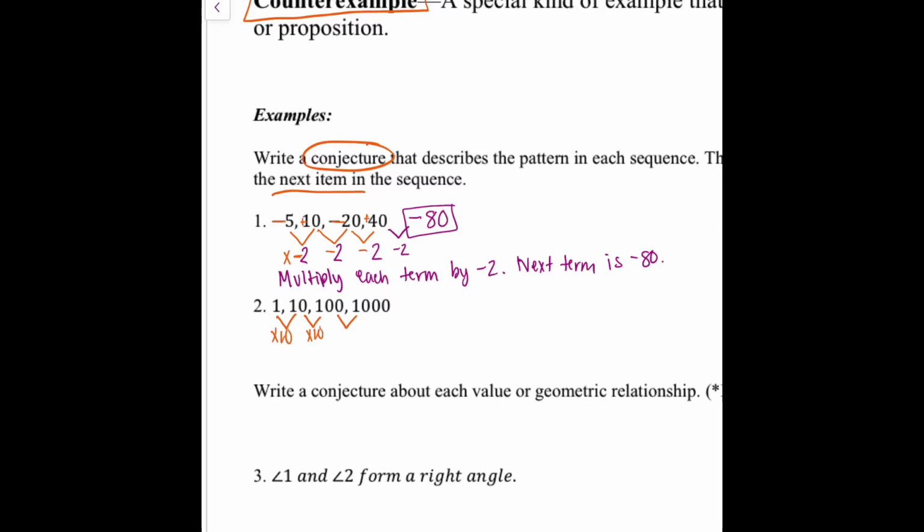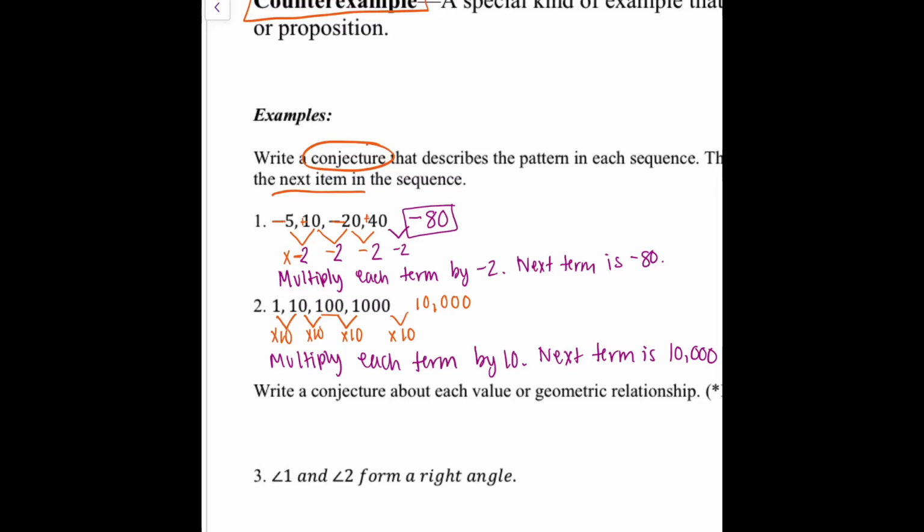10 times 10 gives me 100. 100 times 10 gives me 1,000. So if I go ahead and multiply it by 10 one more time, that's going to give me 10,000, okay? So again, you want to write this in a sentence form. So you multiply each term by 10. The next term is going to be 10,000. Okay.